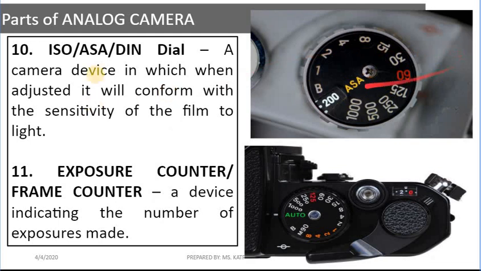Next, ayan, ISO, ASA, or DIN dial. Usually po, ano nga tawag natin sa ISO, ASA, at saka DIN? Ito yung mga film speed indicator, di ba? Kung gaano kabilis yung film nyo. Now, a camera device in which when adjusted, it will conform with the sensitivity of the film to the light.